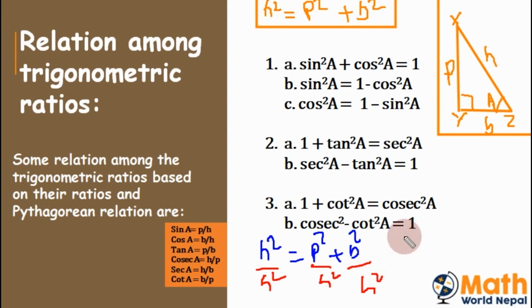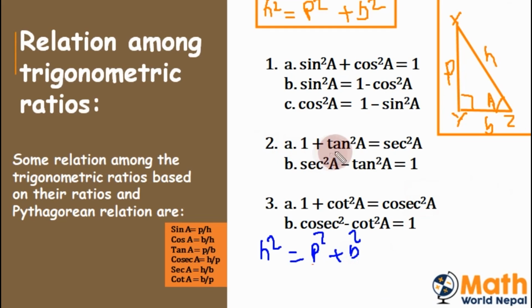so we get 1 equals P square by H square plus B square by H square, and we know that P by H is given by sine A and B by H is given by cos A, which gives us the first relation, sine square A plus cos square A equals 1.